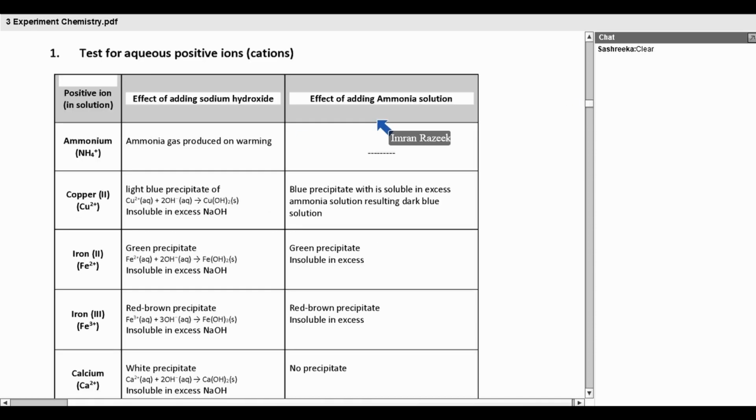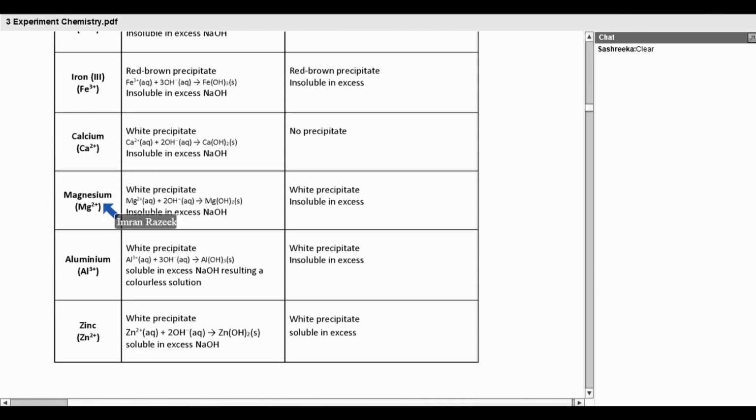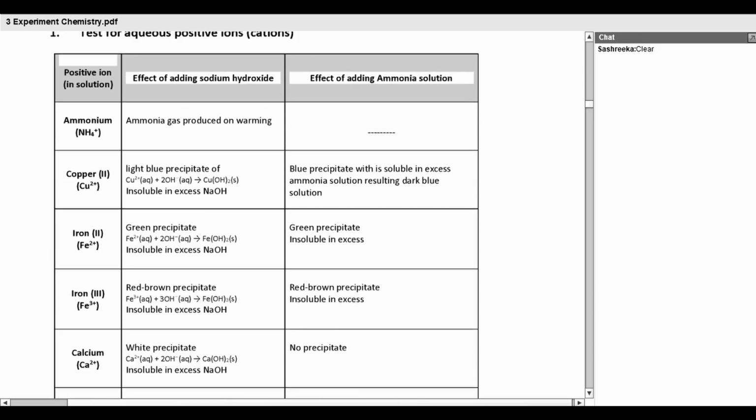When it comes to cations, the positive ions, you have ammonium, copper, ferrous, ferric, calcium, magnesium, aluminium, and zinc. Now, all the cations can be tested by adding limited sodium hydroxide, excess sodium hydroxide, limited ammonia solution, and excess ammonia solution. Now, when you add limited, you write the observation, and then you further add excess and see what happens, whether your precipitate dissolves or not.